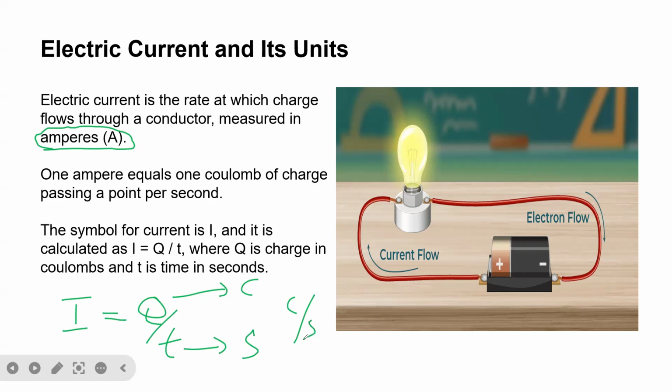So that is an electrical current. That is the rate of flow of electrical charge along a conductor. That is what we call electric current. The unit is ampere and the formula is Q over t.